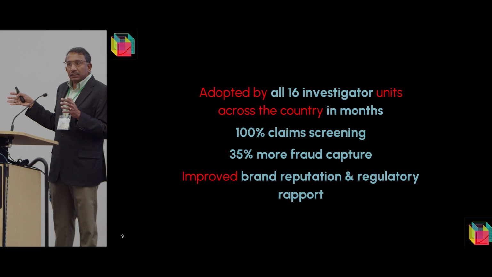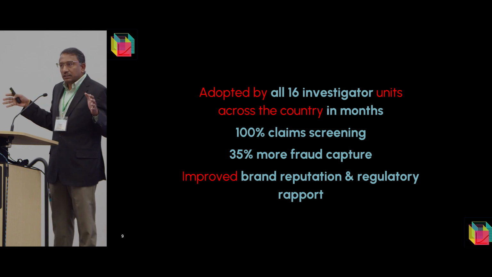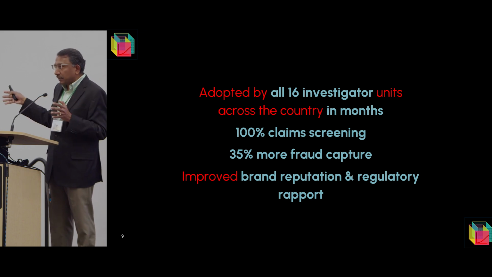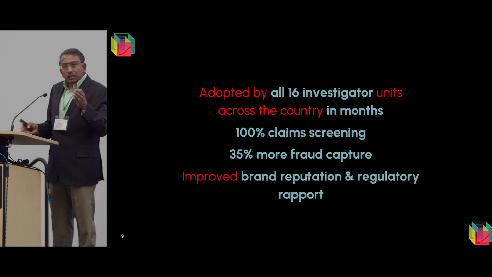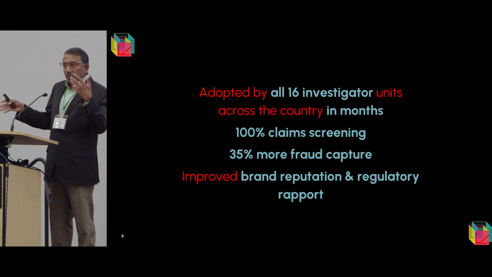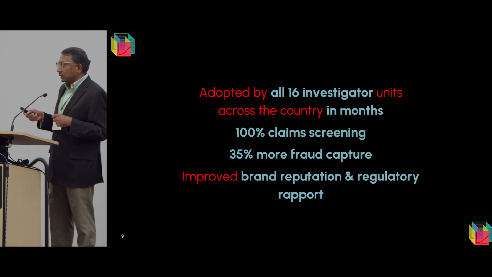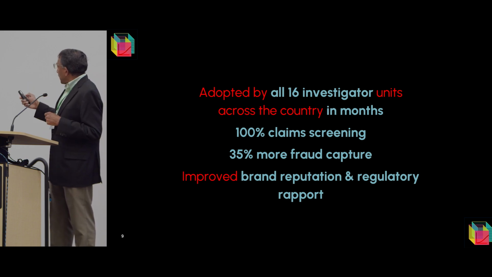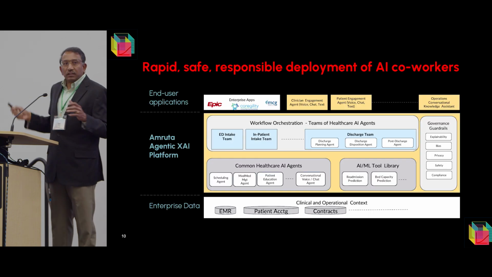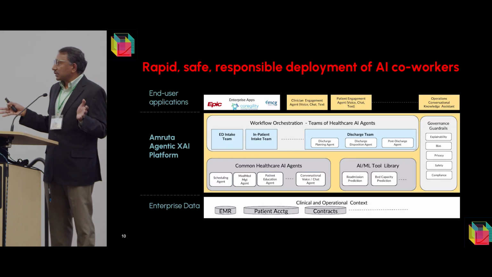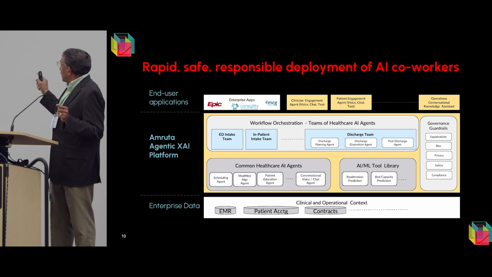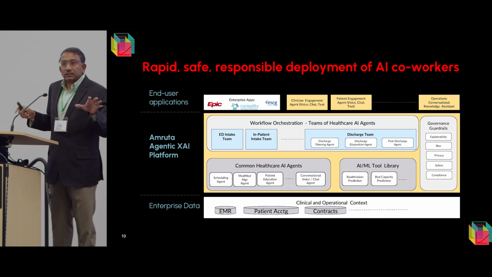And in this particular case, all the investigation units across the country adopted, and they were able to screen from 55% to 100% of claims, obviously more fraud detection, hundreds of millions of dollars in fraud detection, and brand reputation for the insurance company goes up, regulators are happy, success story, right? Now, that's not specific to the insurance industry.